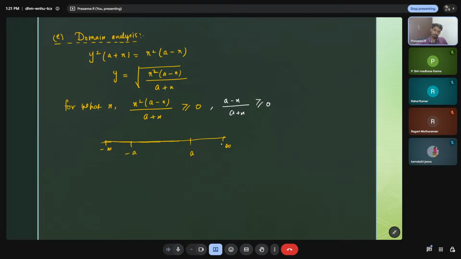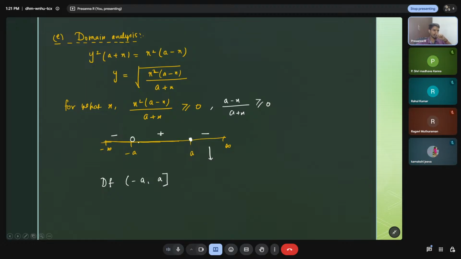Now if you take x to be a plus 1, then a minus a plus 1 will be negative. This will be positive. Again, this will be negative, and this will be positive. So that means your domain of f is open minus a to closed a, because at closed a it is equal to 0. At minus a the function is undefined.